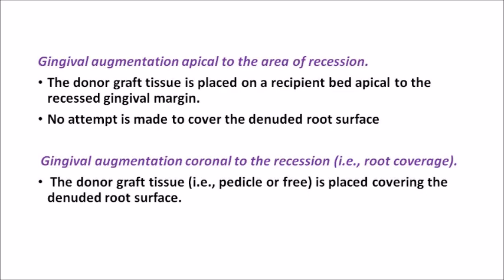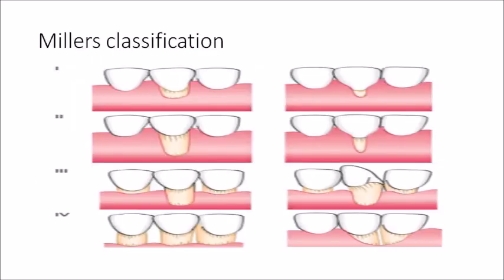The second one is coronal to recession. If we are placing a tissue coronal to recession, it is for covering the root. Here, the donor graft tissue is placed covering the denuded root surface. So when we talk about root coverage procedures, the most important classification that we should discuss is Miller's classification. There are a number of classifications and the most recent one came in 2018. It is Nagappa and Mukta's classification. But anyway, the most common and the most popular one is Miller's classification.